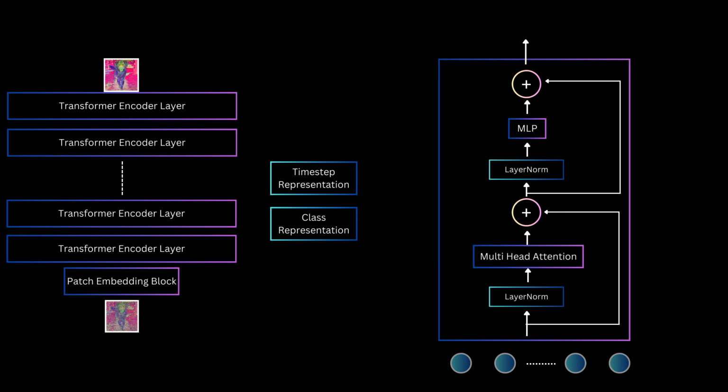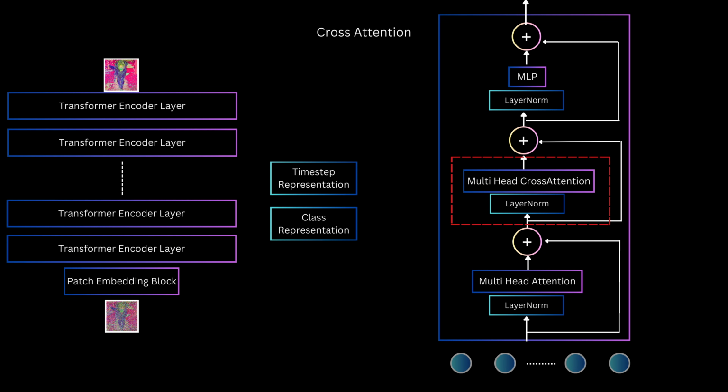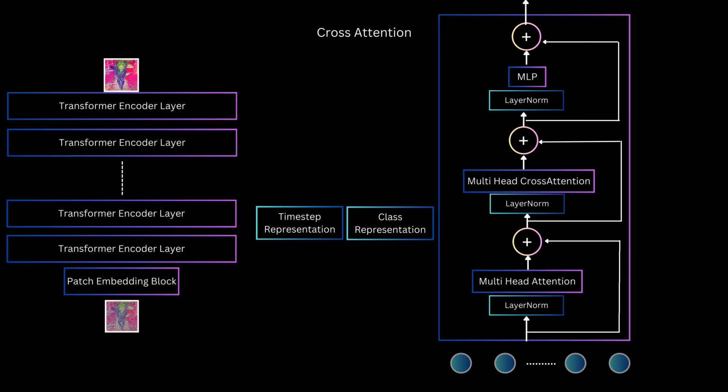The second variant is cross attention, where now we add a cross attention layer with a layer norm prior to it between the self attention and MLP block. The time step and class representations are now concatenated as a sequence of 2 tokens. And this cross attention layer that we just added is actually going to attend to this 2 token sequence of class and text representation.